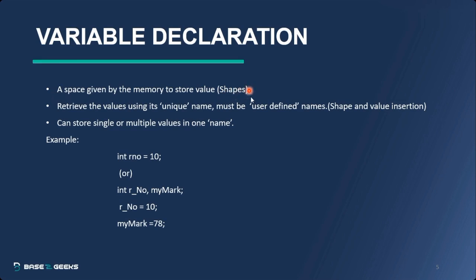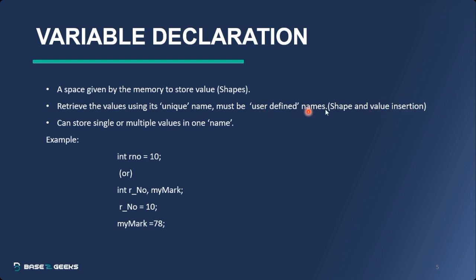So here we have the shapes, right? So how can we retrieve those values? Already in the last slide, I told you that a rectangle is one shape, a square is one shape, etc. So square is one variable name, rectangle is one variable name, circle is one variable name. For each variable name, we are going to store some values, right? So those names should be unique. What is unique? You should not give the same name to all the different shapes. A rectangle has to be a rectangle, it cannot be a square. That point is given here. All those names must be user defined names, and it should not be a keyword.